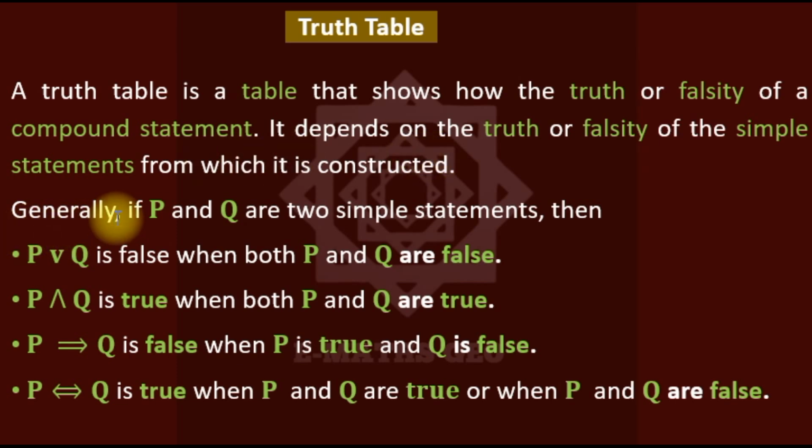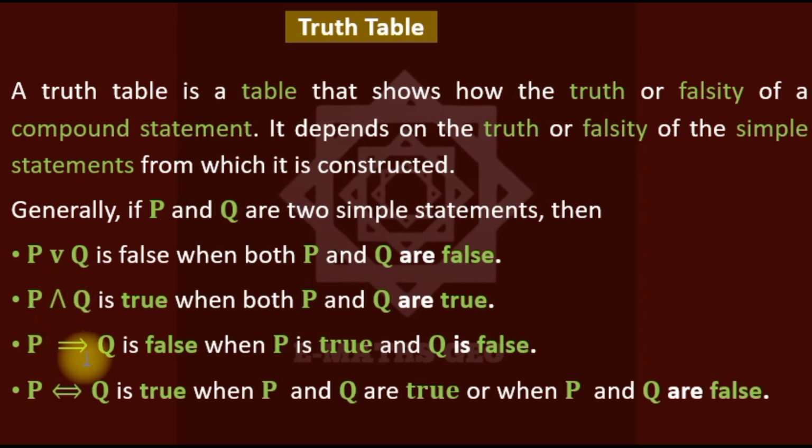They say generally, this is now like a general formula before we now use tables and do the truth tables. Generally, if P and Q are two simple statements, then P or Q is false when both P and Q are false. So it's always false if both of them are false. That's the only condition for it to be false. Otherwise, it's always true. Second one, P and Q is true when both of them are true. So before the P and Q be true, both P and Q must be true.